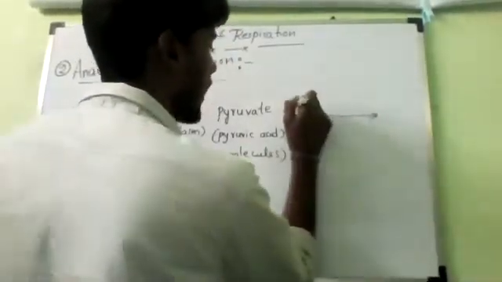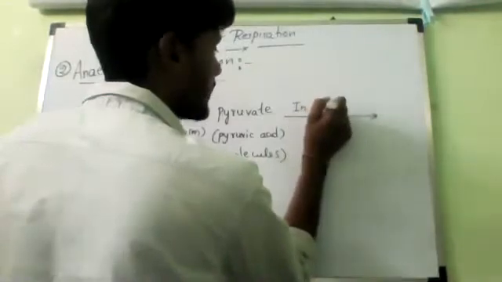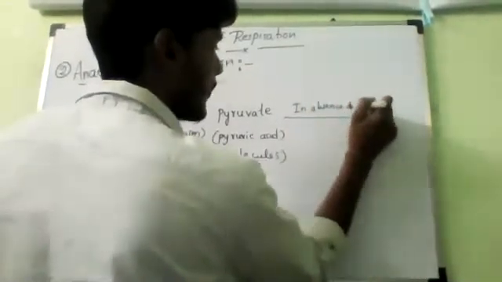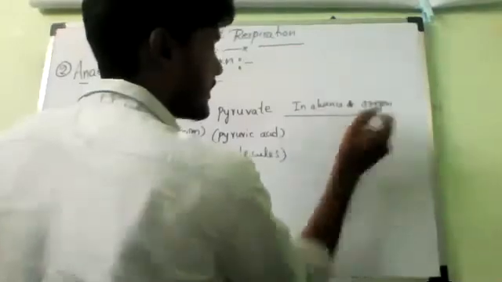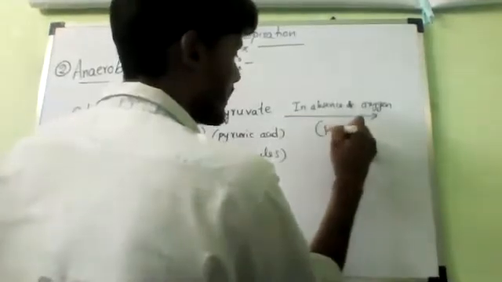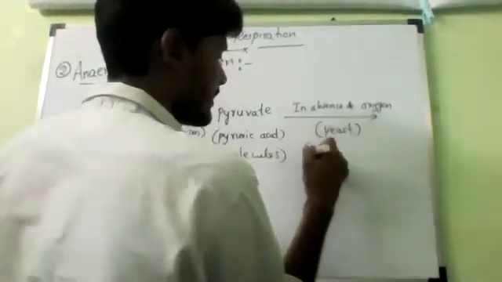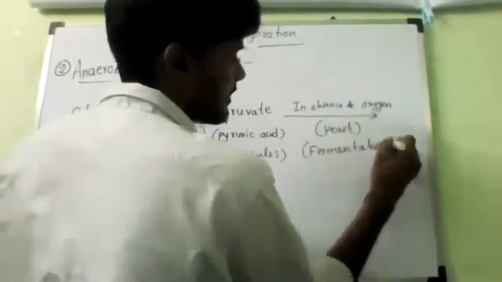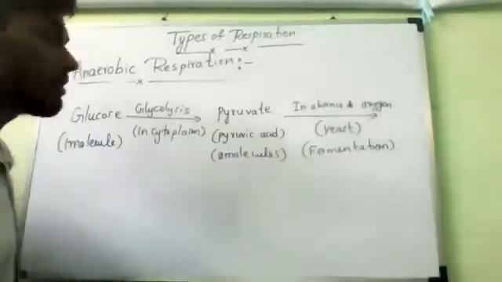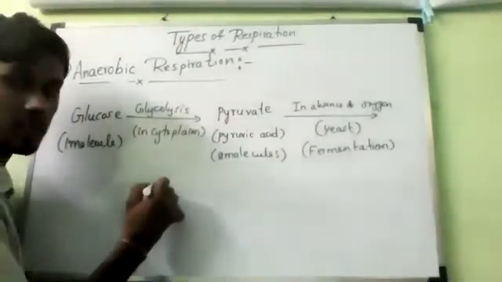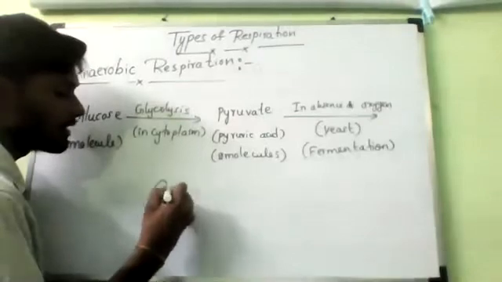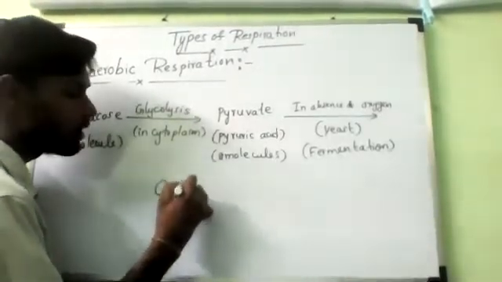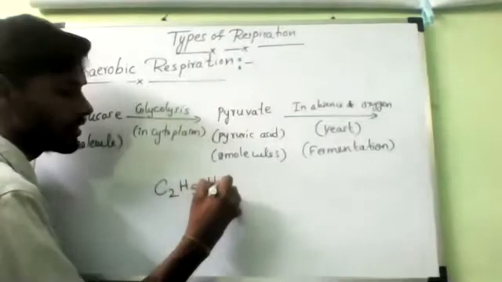Now, in the absence of oxygen, in the presence of yeast, the process is called fermentation. That is what you should remember. Now fermentation happens. What are the products we get? CO2, ethanol, CO2, and energy.